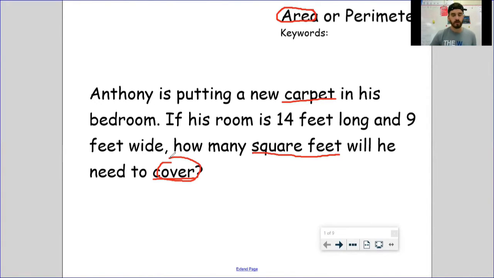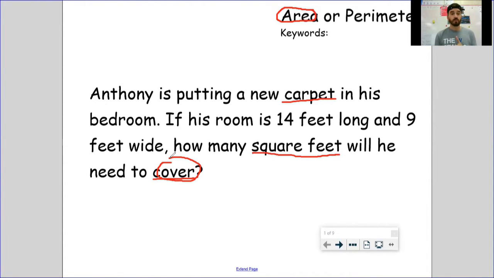Also, when we're talking area, we know that we're always going to be measured in square feet. Well, if you see square feet there, that's another light bulb that says, hey, got to find the area. So once I know what I'm finding, then the easy part comes. It's just doing the math. Being able to determine what you have to do is a little bit difficult.